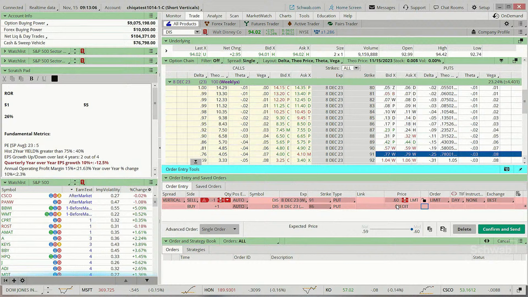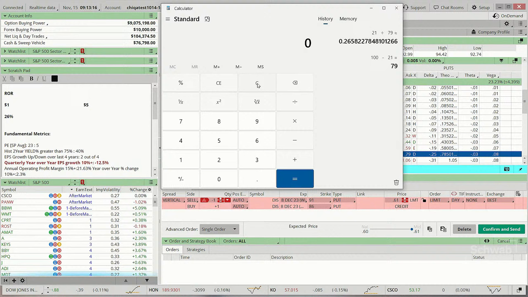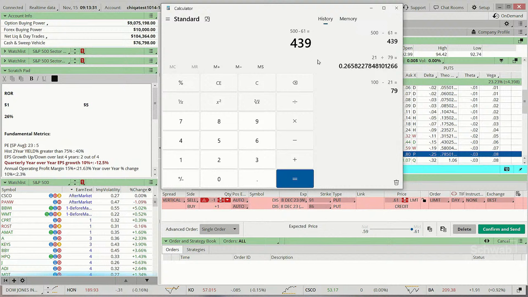But what does that do to our reward to risk? We're starting off in a dollar wide with a reward to risk of 26%. What's going to be our reward to risk when we're $5 wide? We'll take $5, 500 right here. We'll subtract from that our credit here, 61. And now our theoretical maximum loss on this trade is $431. So if we want to calculate our reward to risk on this, we take our maximum gain, which is going to be the credit, which was 61. Let me pop that up a little bit.